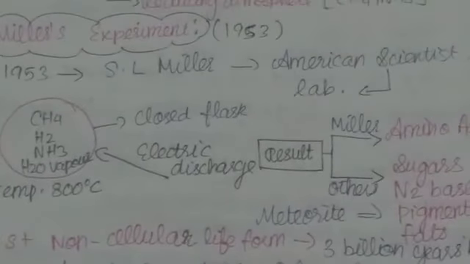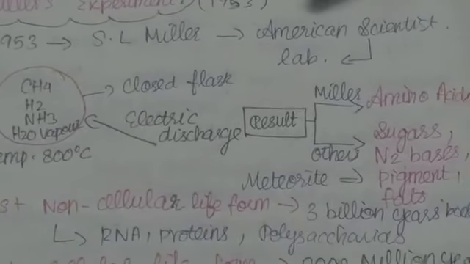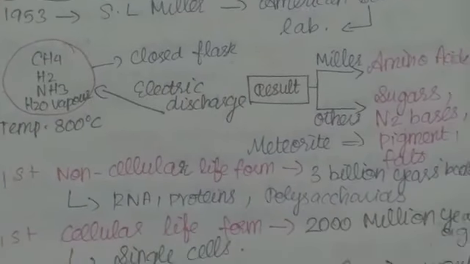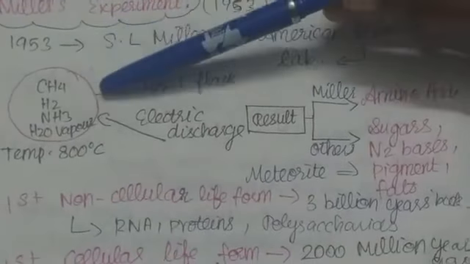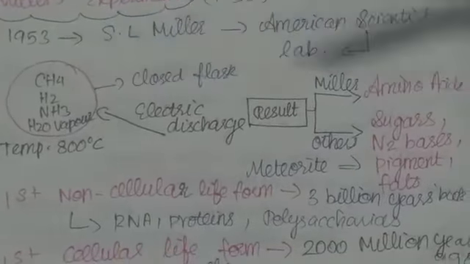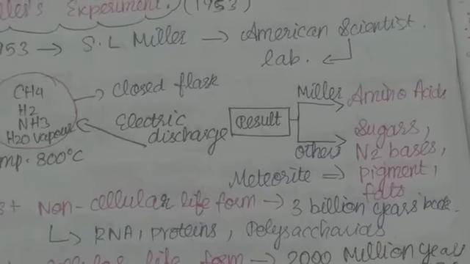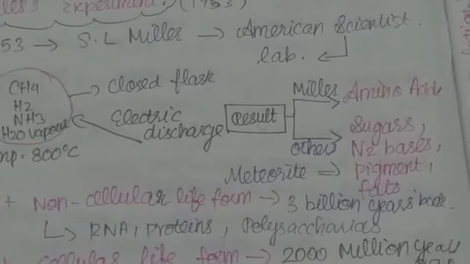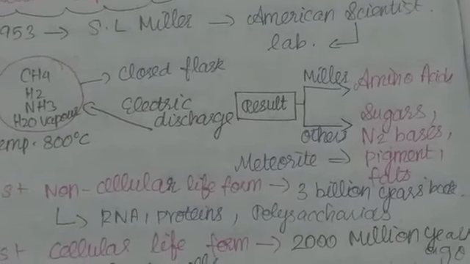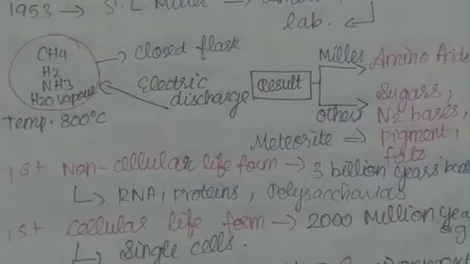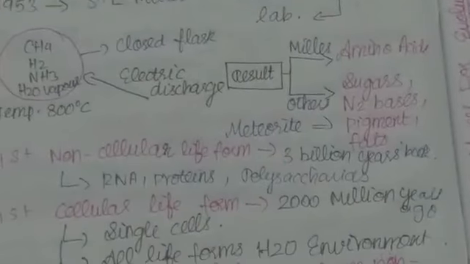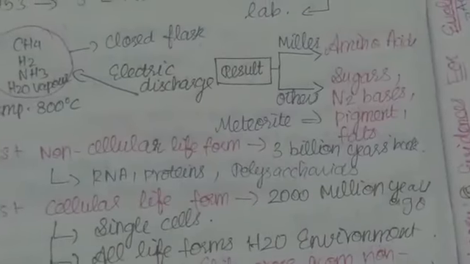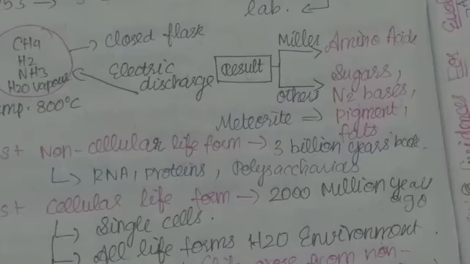And then Miller's experiment. Urey Miller was an American scientist. He did this experiment in 1953 in his laboratory, in which he used the gases methane, hydrogen, ammonia, and water vapor in a closed flask. He heated the flask to 800 degrees Celsius. Imagine such a huge temperature. Your body temperature is around 37 degrees Celsius, but he heated it to 800 degrees Celsius, and he passed an electrical discharge into it.